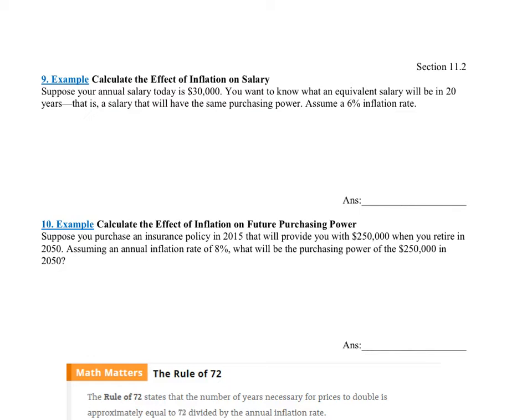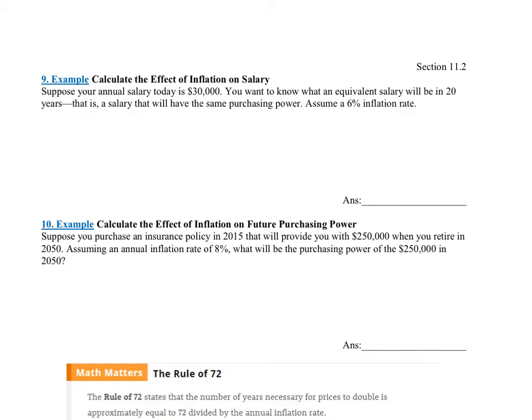It says, suppose your annual salary today is $30,000. You want to know what equivalent salary will be in 20 years. That is, a salary that will have the same purchasing power. So assume 6% inflation. It's not a bad question in the sense that if I make $30,000 a year now, 20 years from now, if I'm still making $30,000, I'm going to be very upset. The reason is $30,000 today is not the same as $30,000 20 years from now.